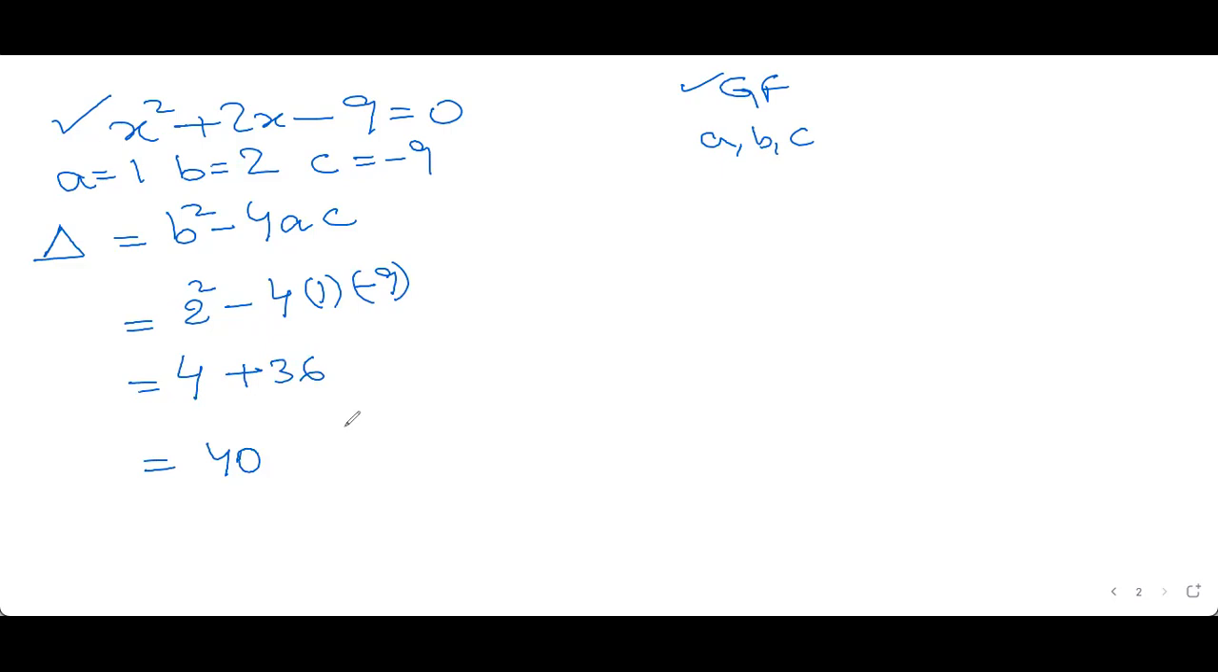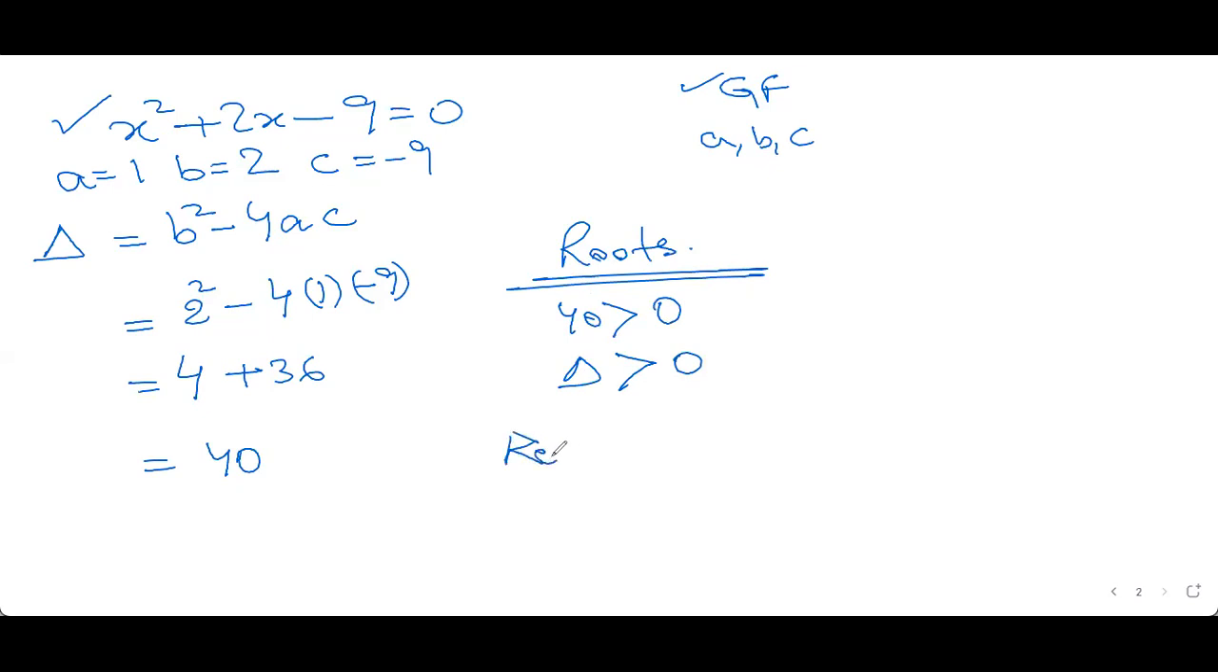Is it positive or negative or 0? Is it greater than 0? Is it equal to 0 or is it less than 0? It is positive. Now, if it is positive, what can we tell about the roots? 40 is greater than 0. That means our discriminant is greater than 0. What can we say? Real and distinct. Fantastic. Real and distinct.